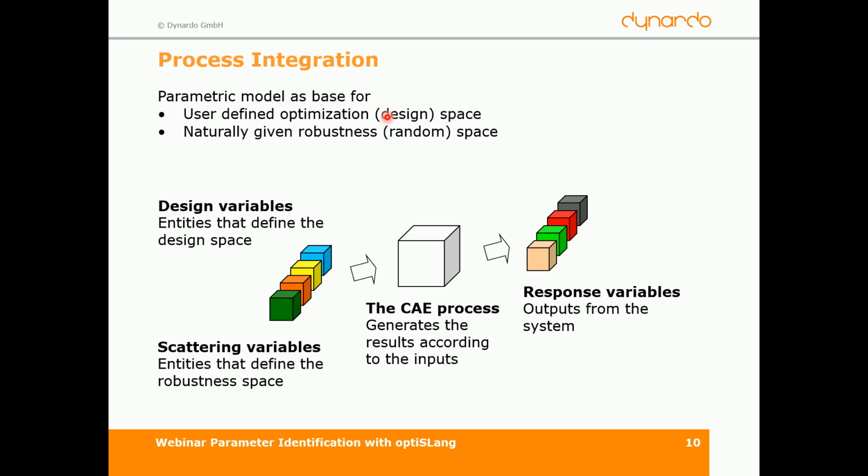You must define design variables when you want to do some sensitivity analysis or optimization. And if you want to do some robustness evaluation, you must define some scattering parameters. With the help of these input parameters, you have to define a design space through lower and upper bounds of your input parameters. Those parameters are for the system, the CAE process, which includes your solver, maybe, and this workbench. And at the end, we will obtain response variables as outputs, and these response variables can be scalar values, vectors, signals, or matrices.